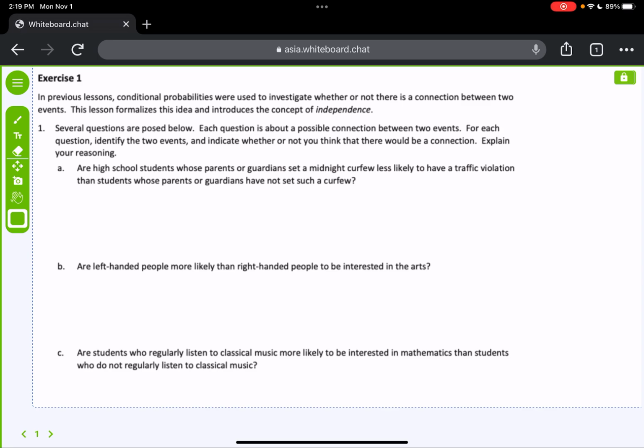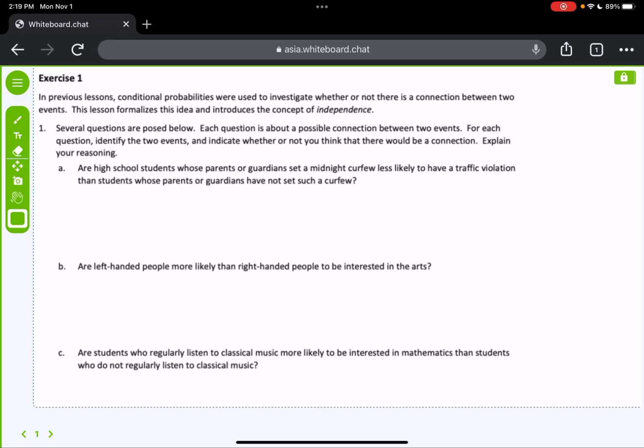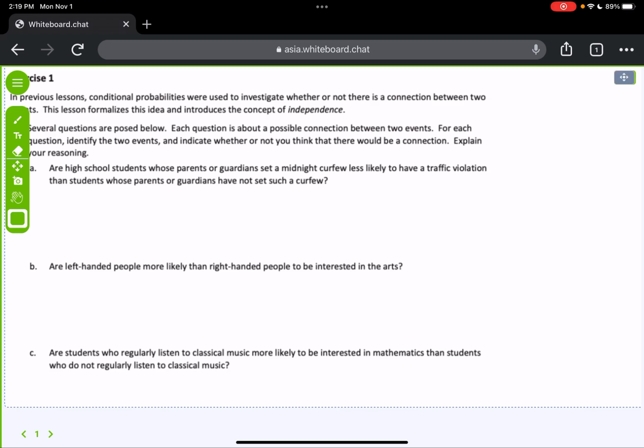Number one, several questions are posted below. Each question is about a possible connection between two events. For each question, identify the two events and indicate whether or not you think that there will be a connection. Explain your reasoning. Okay. So, A says, are high school students whose parents or guardians set a midnight curfew less likely to have a traffic violation than students whose parents or guardians have not set such a curfew?